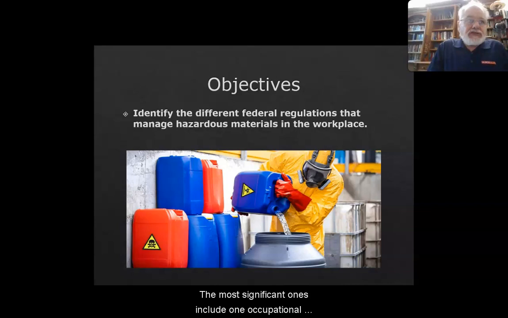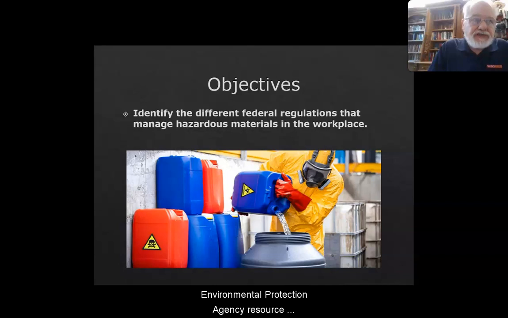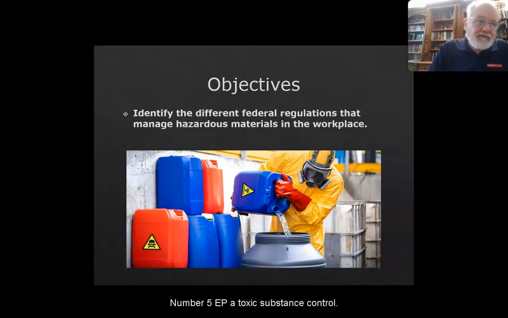The most significant ones include: 1. Occupational Safety and Health Administration Hazard Communication Standard, HCS. Number 2, the Environmental Protection Agency Resource Conservation and Recovery Act, RCRA. Number 3, OSHA Hazardous Waste Operations and Emergency Response, HAZWOPER. Number 4, Department of Transportation Hazardous Materials Regulations, HMR. Number 5, EPA Toxic Substances Control Act, TSCA.